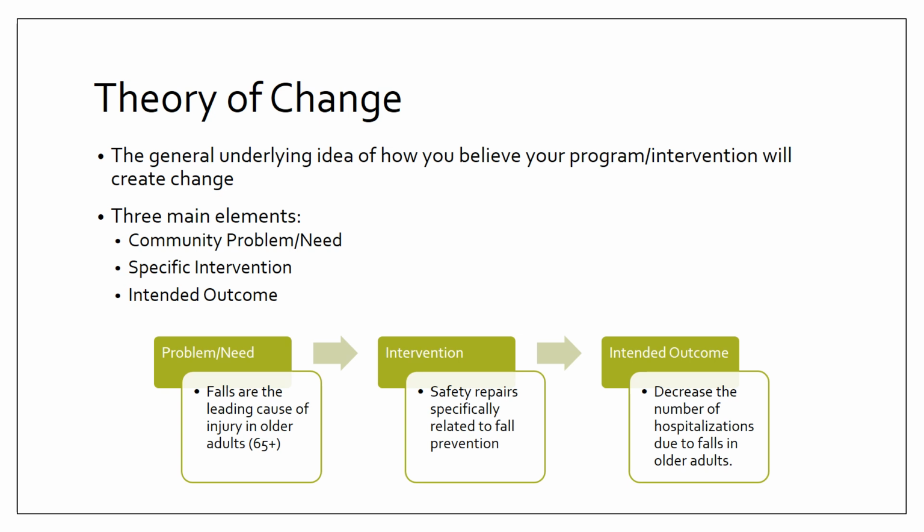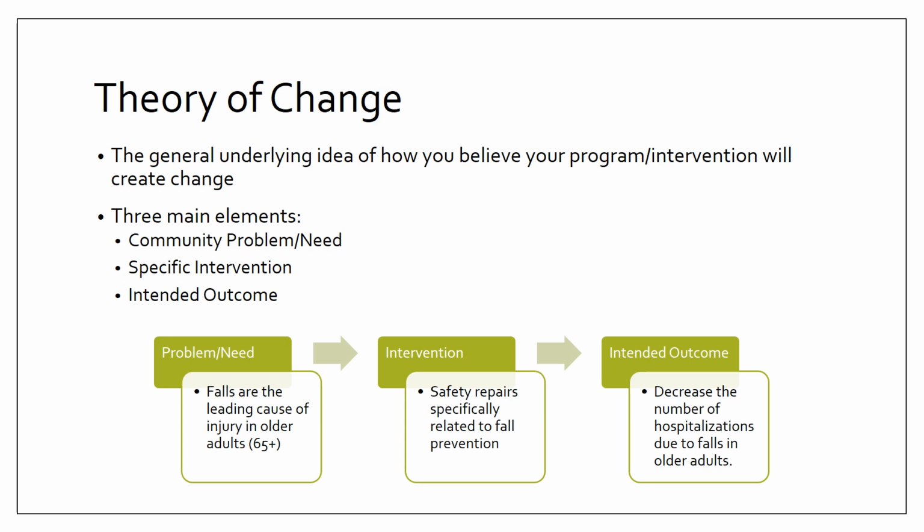A program's theory of change is the general underlying idea of how you believe your intervention will create change, and why the desired change is expected and how the desired change is expected to come about. Your theory of change articulates the assumptions underlying your choice of activities. There are three elements to the theory of change.